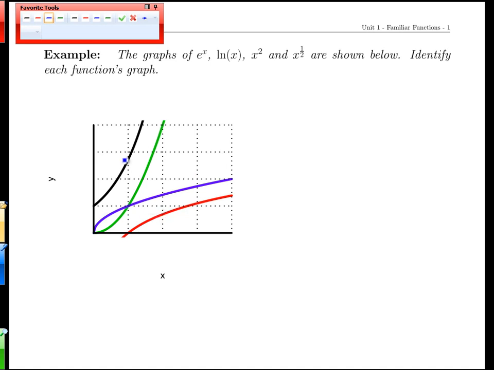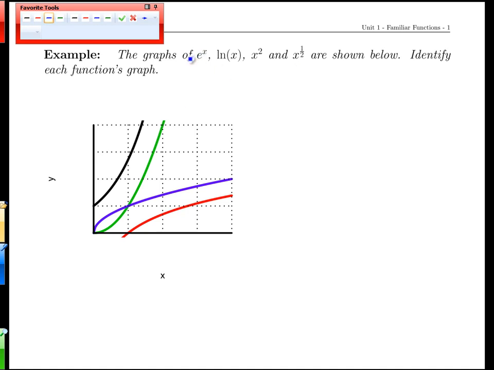Below we have a set of axes with 4 different graphs shown. These graphs are the graphs of y equals e to the x, ln of x, x squared, and x to the 1/2. Just as a quick refresher, you should ask yourself which one of these lines represents which one of these functions. I'll give you a second to think about that, and then we'll take a look.